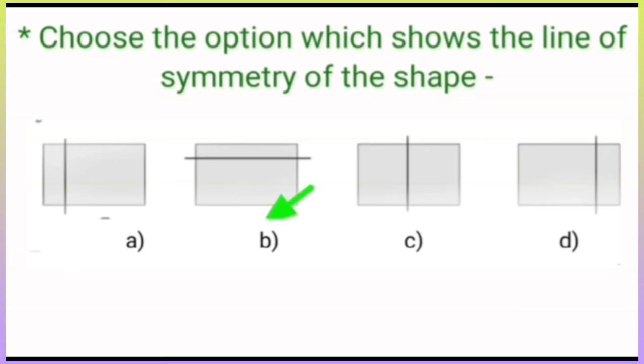Now move towards option B. Is this line dividing into two equal parts? No. That's why we will go towards option C. Here, this line is dividing the given shape into two equal parts. So, this will be the line of symmetry. So, we have put a tick here.